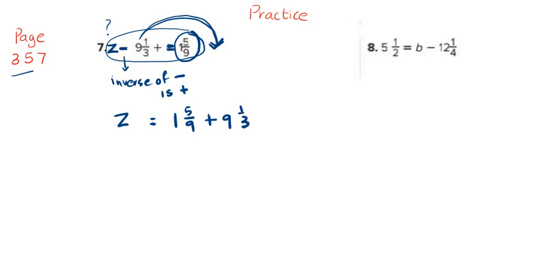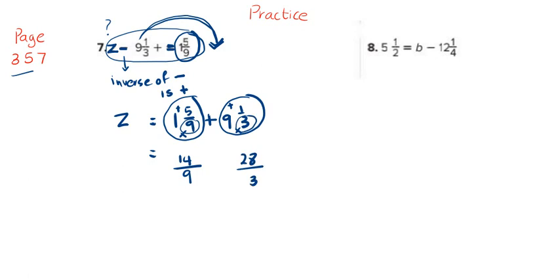Okay, so I'm going to change them both into improper fractions. So let's do that. 1 times 9 is 9, and 9 plus 5 is 14. And we're going to use the same denominator, 9. For the second mixed number, 3 times 9 is 27, plus 1 is 28. And we're going to use the same denominator, 3.